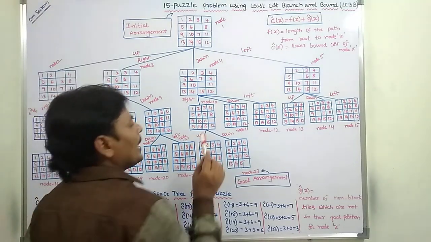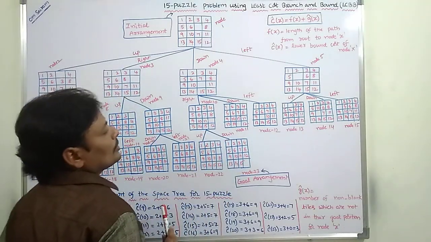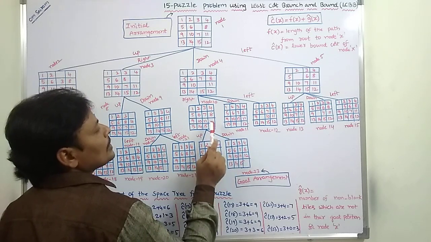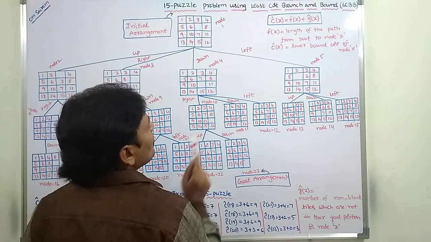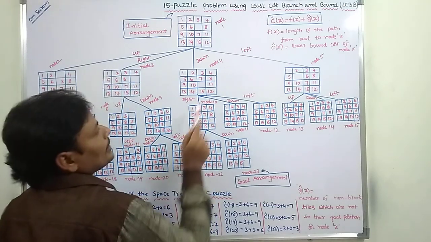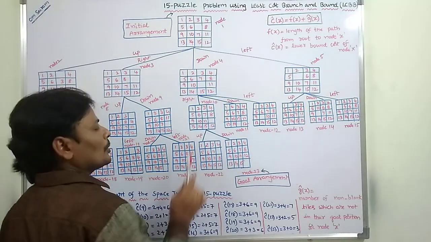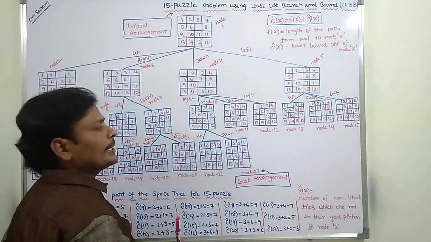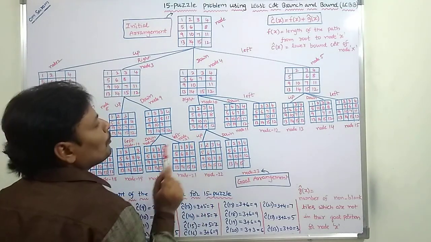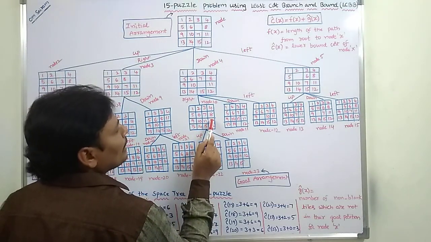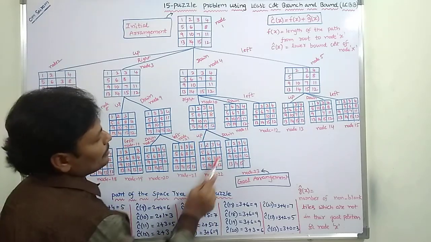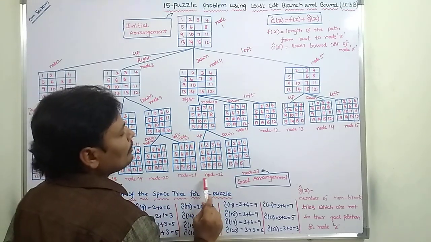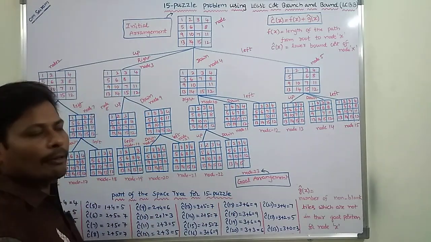So then only up and down movements are used. If we go to the right, it is not possible. If we go to the left, we get node 4. So the up movement is considered. By considering the up movement, the empty tile can be moved to this position and the eighth tile can be moved to this position. So this is the outcome. It can be treated as node 22.